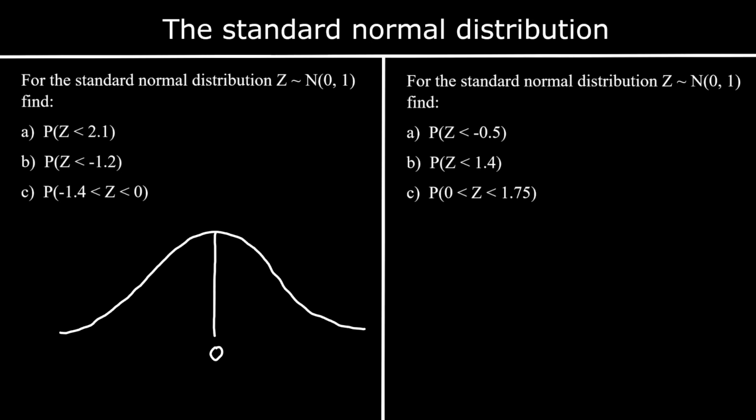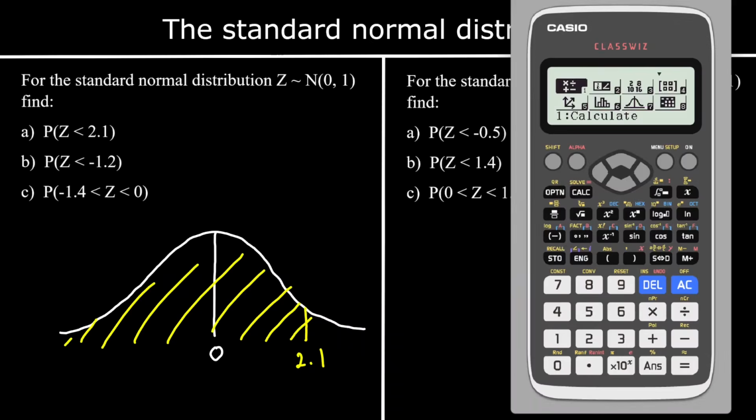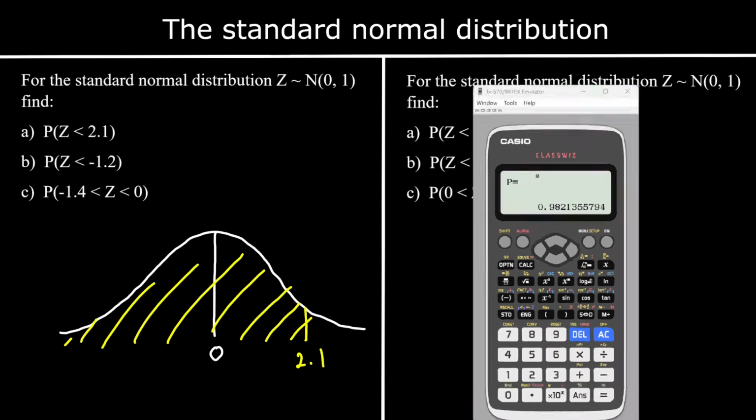So find the probability that Z is less than 2.1. So 2.1 will be over here. So it's 2.1 standard deviations above the mean. So we're going to grab our calculator. So menu, distributions. We want our normal cumulative distribution. Our lower is a really big negative number. So I'll put negative 1000. Our upper is 2.1. Standard deviation is 1. And the mean is 0. And we get our probability of 0.982.